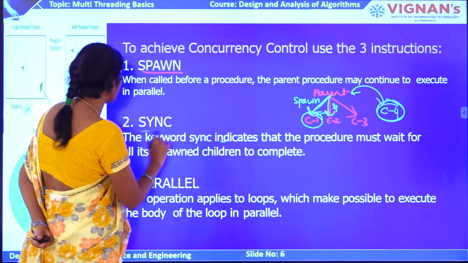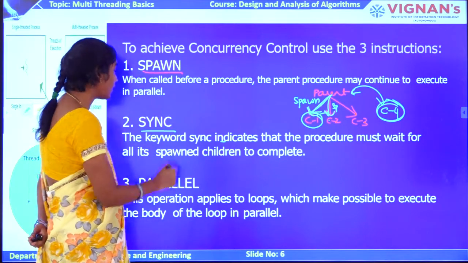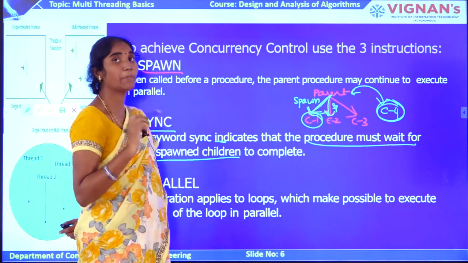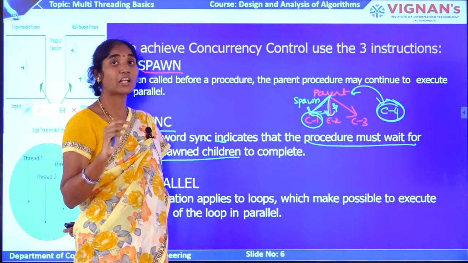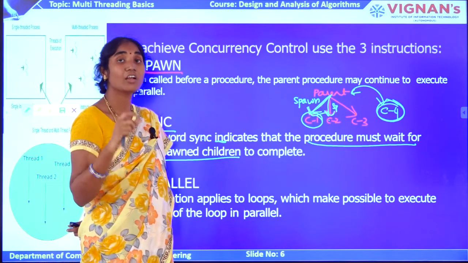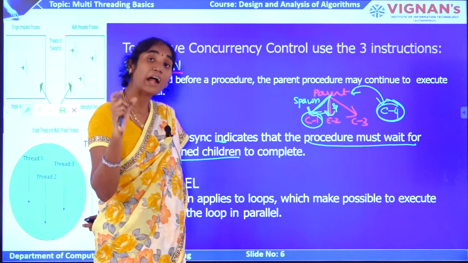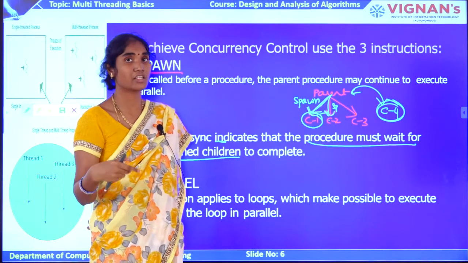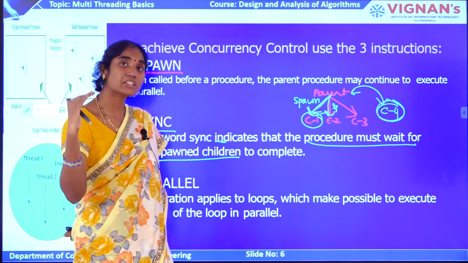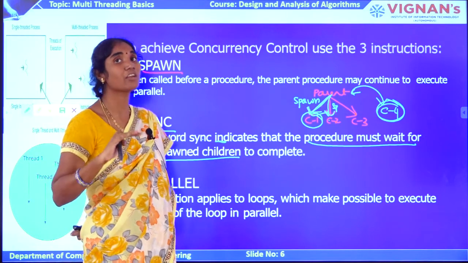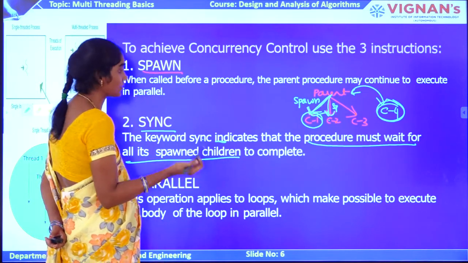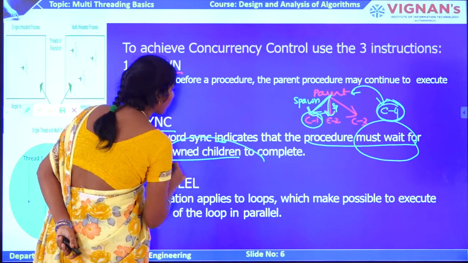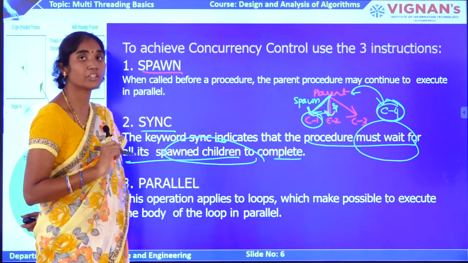Now corresponding to sync. The keyword sync indicates that the procedure must wait for all its spawned children to complete. Whenever we are making a process under sync, it has to wait until all the spawned children finish their execution. Until they finish their execution, only then does the corresponding sync operation start. Sync is nothing but synchronization. So the procedure must wait for all its spawned children to complete.